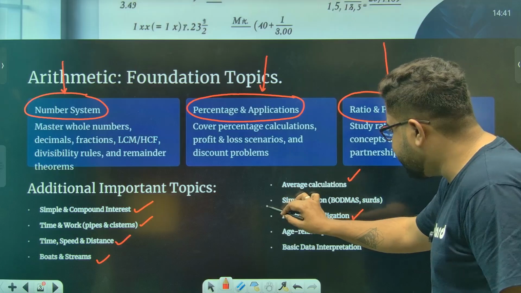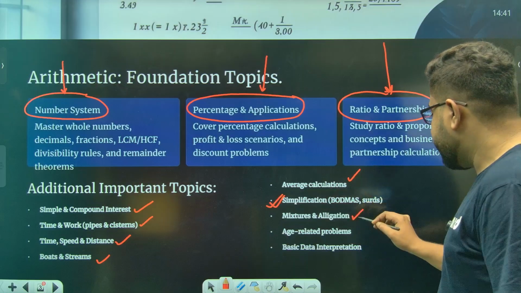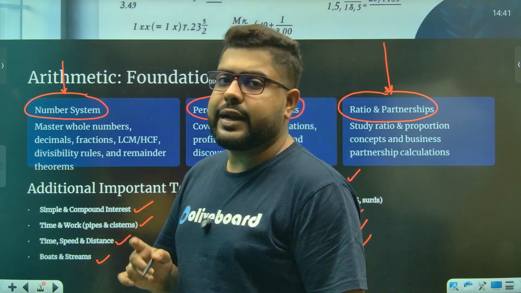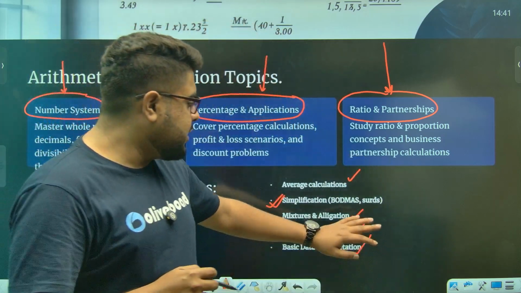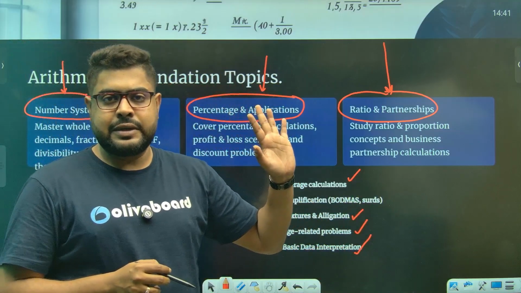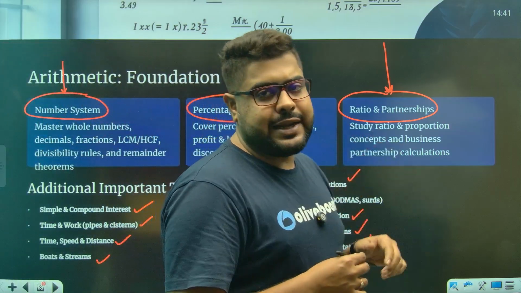Simplification is also very, very important. You can expect at least one or two questions of simplification, age related questions, and definitely the basic part of data interpretation. At least one question you can expect from this. I'm talking about tier 1. Now, this is what comprises your arithmetic syllabus.